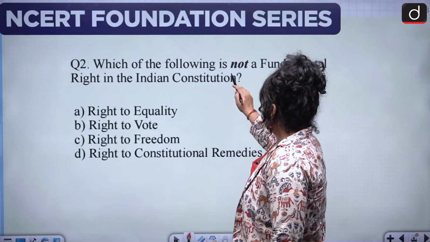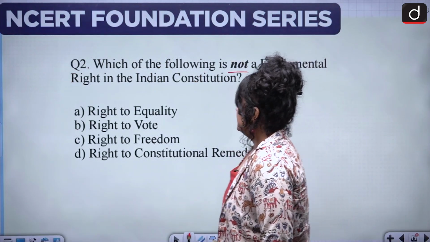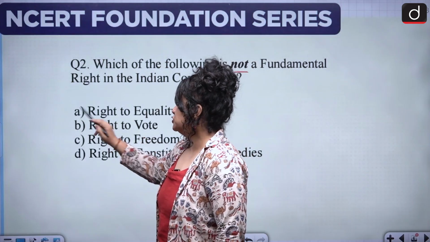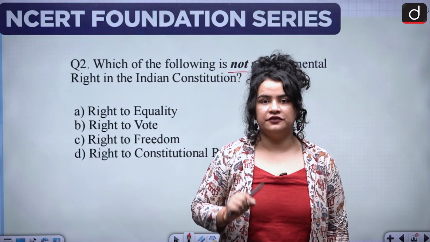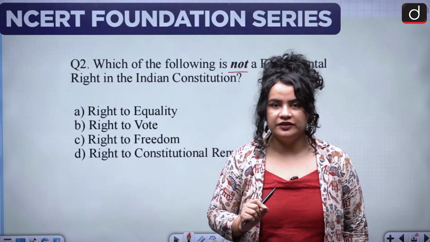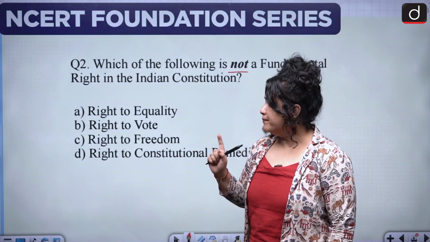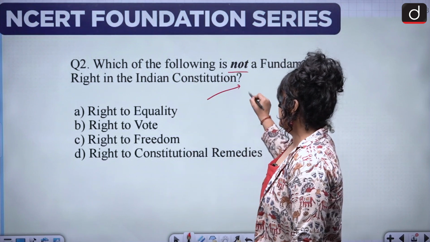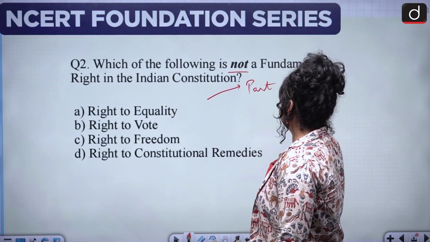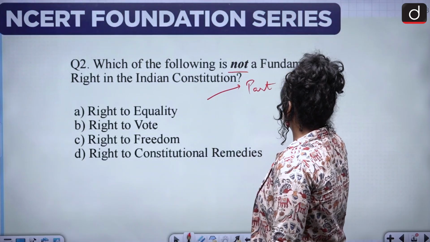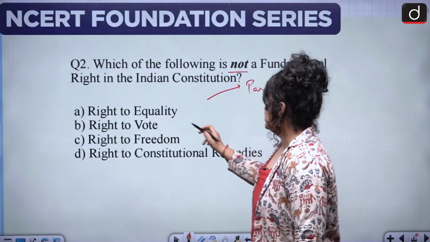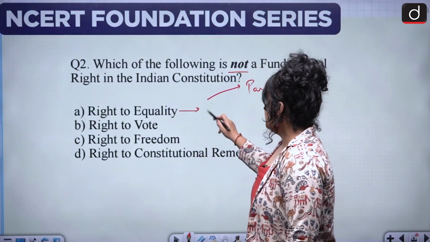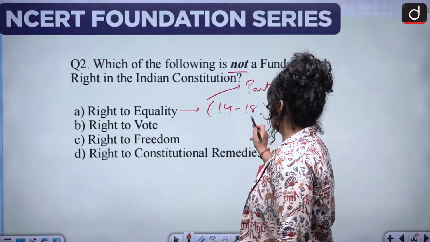Which of the following is not a fundamental right in the Indian Constitution? Option A says right to equality. Right to equality is definitely a fundamental right in part 3 of the Indian Constitution. And this is contained in articles 14 to 18.